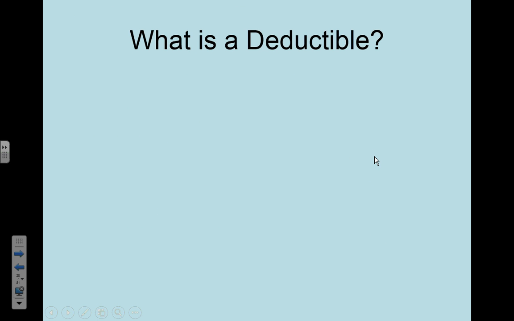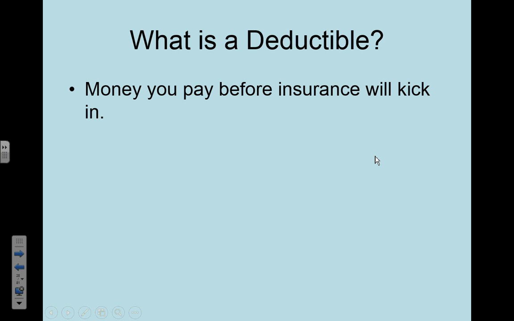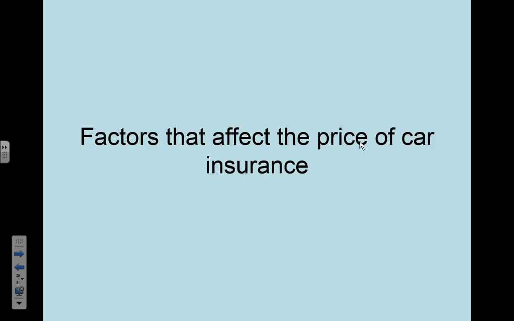Now, in things like collision and comprehensive, you have a deductible. And deductible is money that you pay before your insurance will kick in. So let's say that you get into a car accident, and your collision is going to pay for the damage to your car, and you have a $1,000 deductible, and it's $5,000 worth of damage. That means you pay $1,000, and then the insurance company will pay the rest. Okay, you have to pay your deductible first.